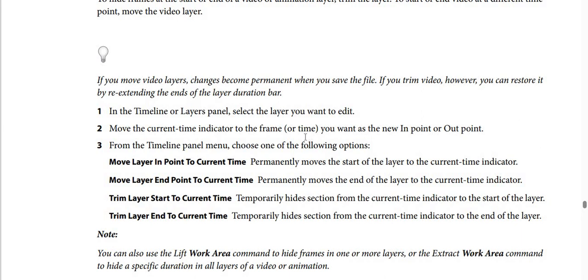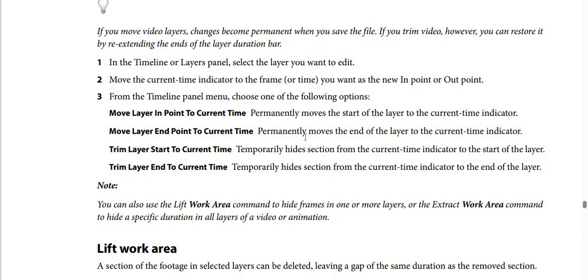And we have steps here again now. Step number 1. In the timeline or layers panel, you should select the layer you want to edit firstly. And step number 2. Move the current time indicator to the frame or time you want as the new in point or out point. Step number 3. From the timeline panel menu, you should choose one of the following options again.